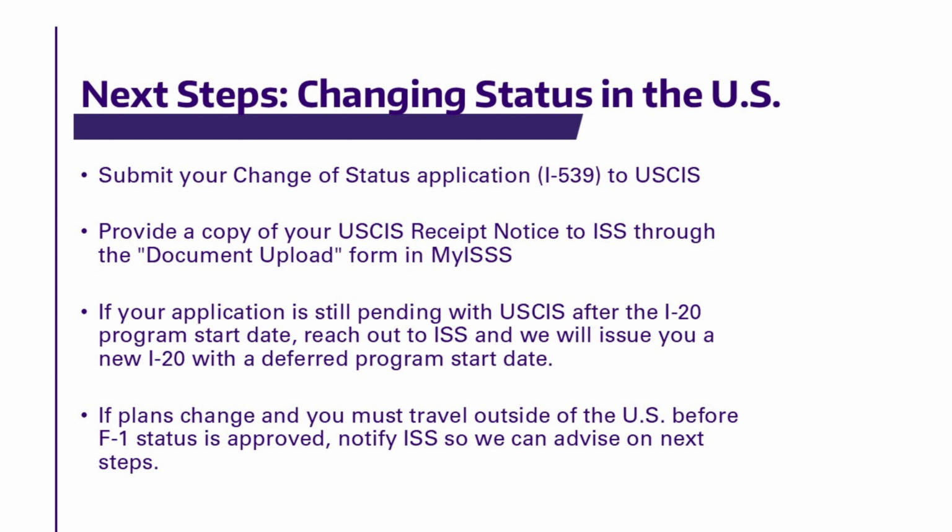If you are applying for change of status inside of the U.S., submit your change of status application to USCIS. Provide a copy of your USCIS receipt notice to ISS through the document upload request in My ISSS. If your application is still pending with USCIS after the I-20 program start date, please reach out to ISS and we will issue you a new I-20 with a deferred program start date. If plans change and you must travel outside of the U.S. before F-1 status is approved, please notify ISS so we can advise you on the next steps.